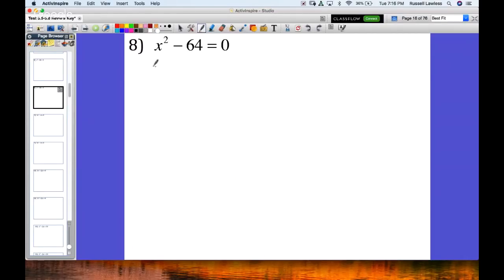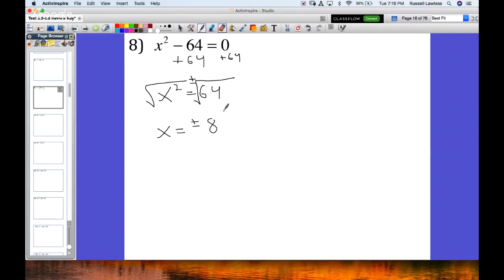Now, the reason I'm saying solve by factoring, you don't have to factor, because if you have the square root method, here's the nice thing. I can add 64 to both sides. And if I add 64 to both sides, that's going to give me x squared is equal to 64. Well, how do I get rid of that squared? I'm just going to square root both sides. And if I square root both sides, it's going to be a positive and negative value. So then x is going to equal positive and negative 8, which is true.